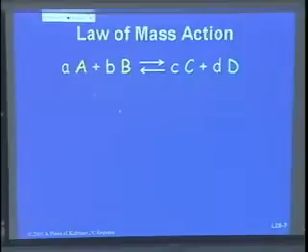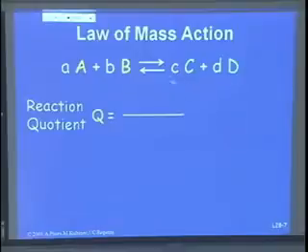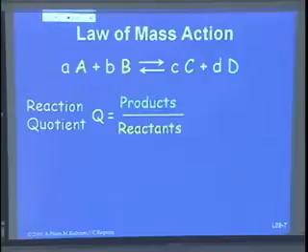Good. So if we look at this mass action law, we can say the following. We make a reaction quotient. We call this quotient Q. And Q is the concentration of the products divided by the concentration of the reactants. Product divided by reactants.